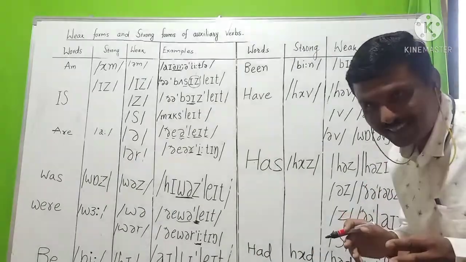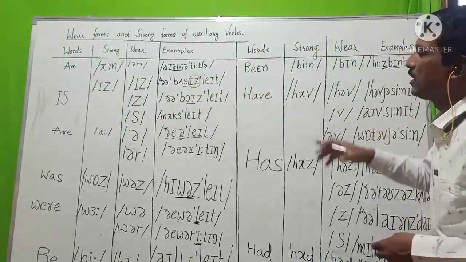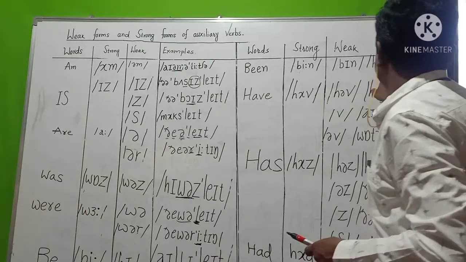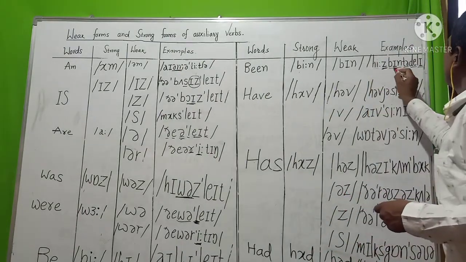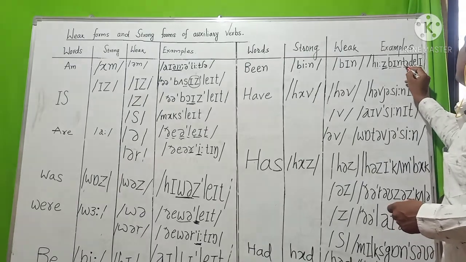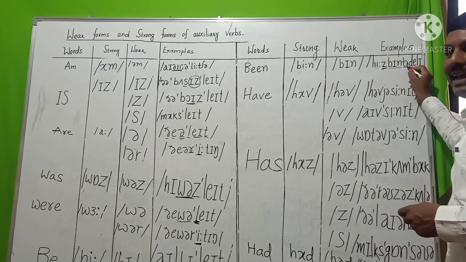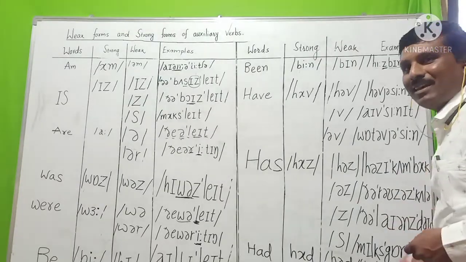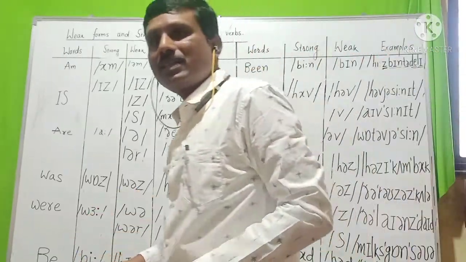short form of is, right? 'S. We've learnt it here. We are using the short form of been, and the weak form of to, 'tə. He's been to Delhi. He's been to Delhi.